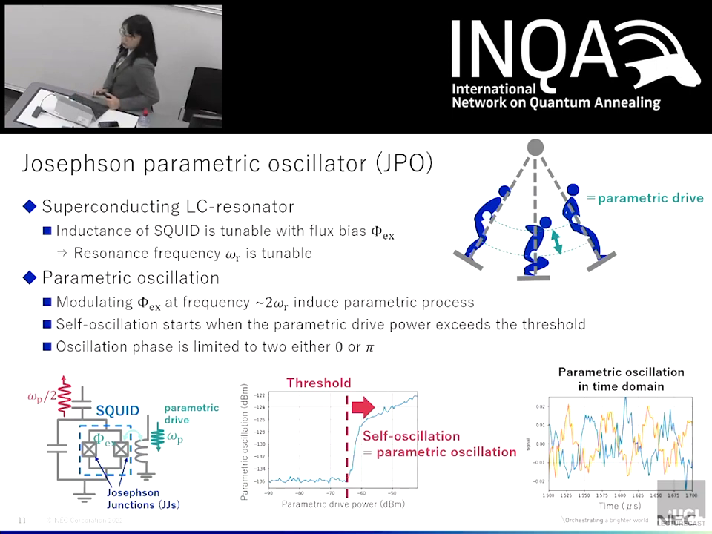JPO begins to oscillate spontaneously. This is a parametric oscillation. As a characteristic of parametric oscillation, there are only two oscillation phases. And when it's freely oscillating, the two states occur with an equal probability.